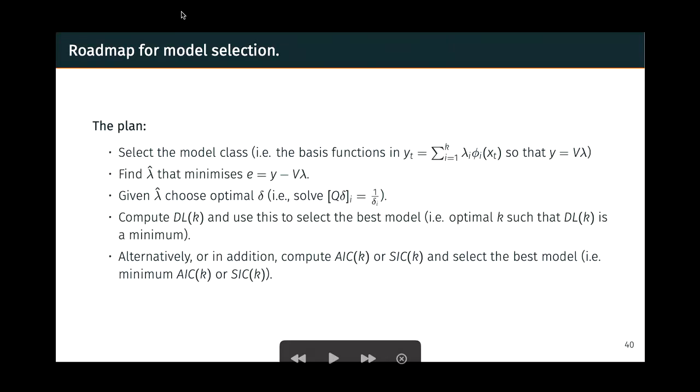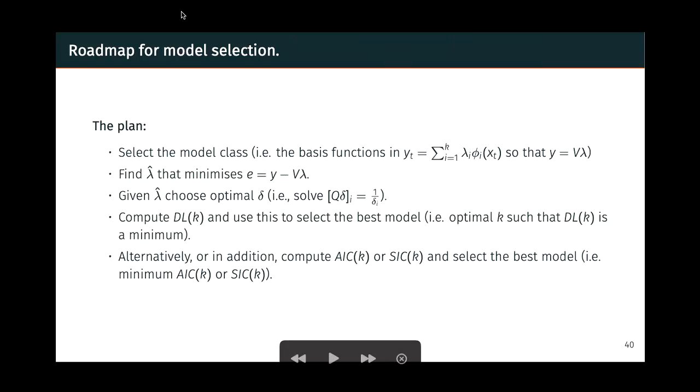So just to repeat one final time, everything now is computable. So I choose first of all some model class. Here it's radial basis functions, sum of lambda theta, lambda phi's. Can be whatever you want. It helps that the parameters are linear in the model class. Otherwise the calculation gets a bit messy. Anthony, you need to learn the chain rule. Find the best model in terms of those model parameters. That's the lambda hat. Given lambda hat, choose delta by solving the Q delta equals 1 on delta.